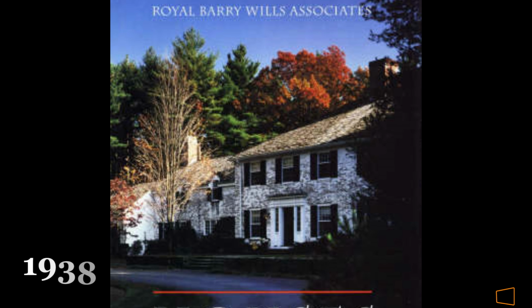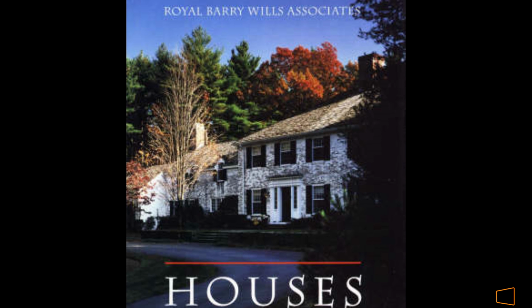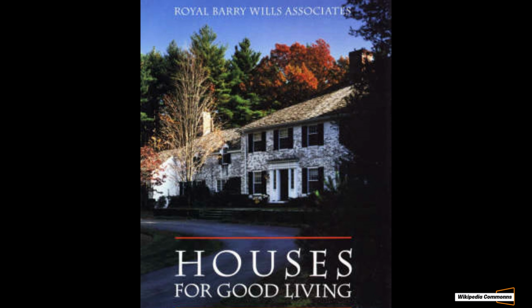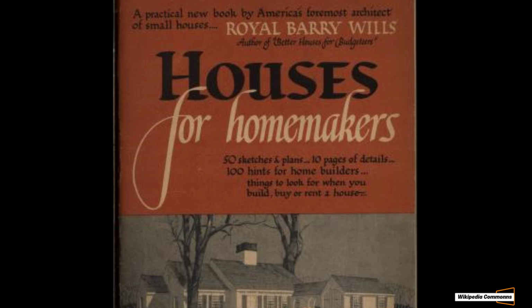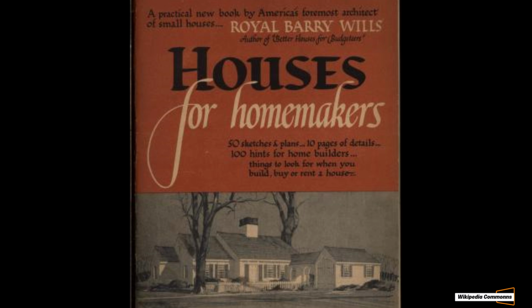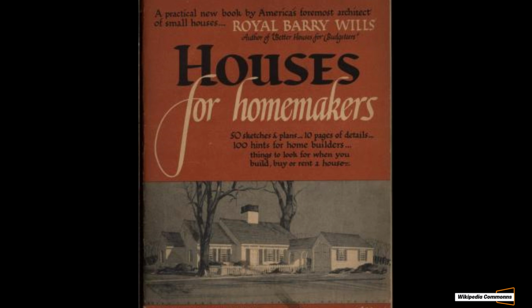Wills published his first book on small houses in 1938, Houses for Good Living. It was a modest publication. It contained 26 designs. Most of them were capes. The book sold steadily. Wills published a second book in 1946 called Houses for Homemakers. This one became a national bestseller. It contained another set of designs, almost all of them variations on the cape, calibrated for the post-war small house market that was about to explode.